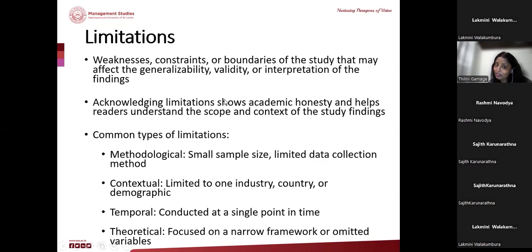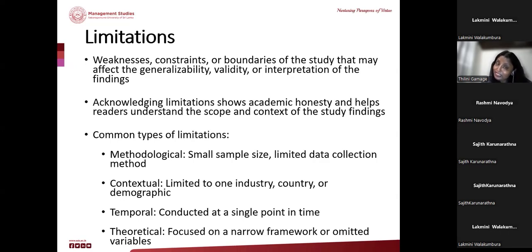Because if you acknowledge limitations, it shows academic honesty and helps readers understand the scope and context of your study. That's very important. Don't think that it's a weakness of your study. True, it's a weakness, but that doesn't mean that you did poor research. I have seen some students, when we ask about the limitations of their study, they don't like to talk about it a lot. They think that if they talk about the limitations, that would be a negative point for them, which they should avoid.